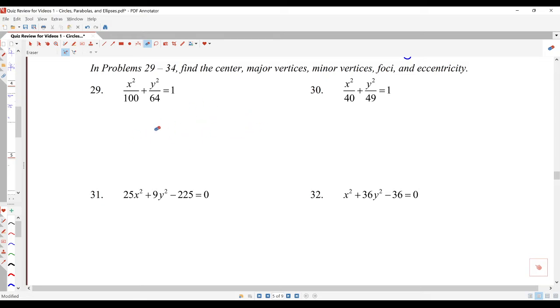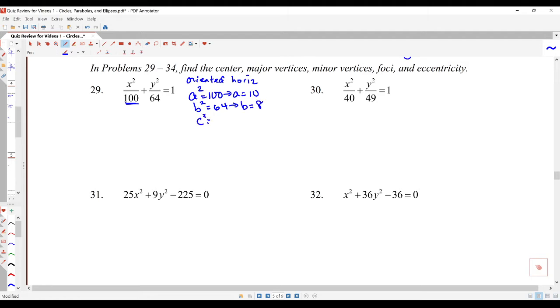So when I look at this one right here, I see that the 100 is underneath the x, so I know that this is oriented horizontally. All right, so I know that my major axis is horizontal, the foci will be on the horizontal. Let's come back to the center. I know a squared is underneath the x, so a squared is 100, so therefore a is 10. I know b squared is 64, so b is 8.